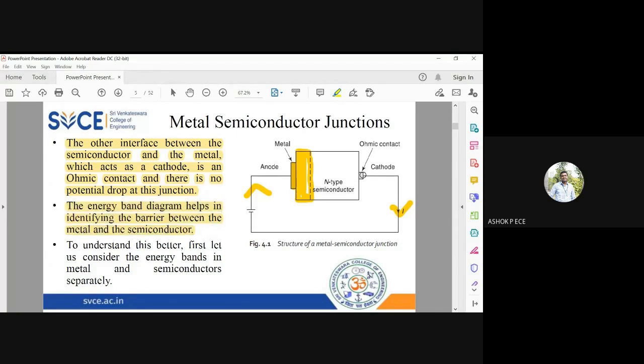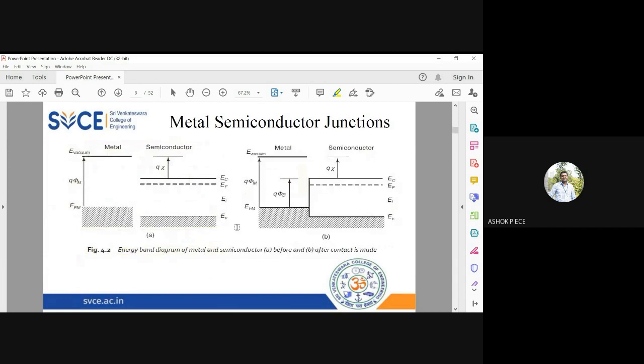And before going into the theory of metal semiconductor junction, we need to understand where the energy band of the semiconductor is going to lie, whether it is going to be dependent on the metal layer or the semiconductor layer. So for that, we are going to slowly go into the energy band diagram of the metal semiconductor junctions.